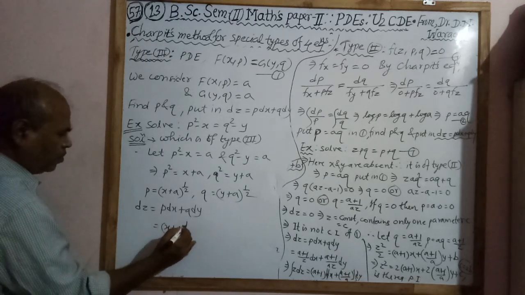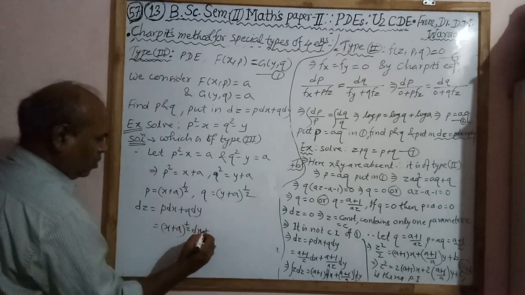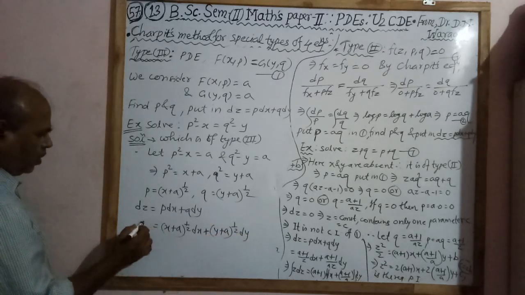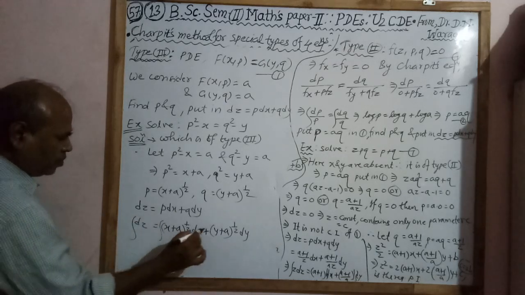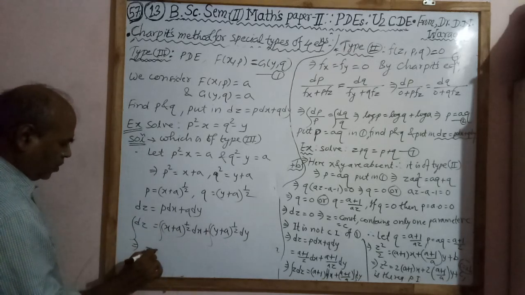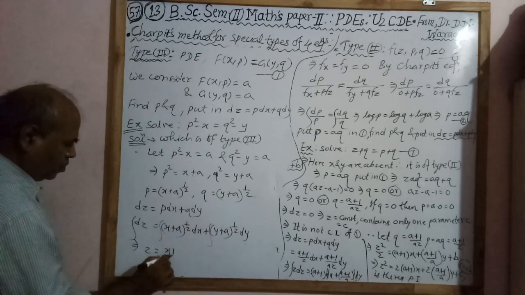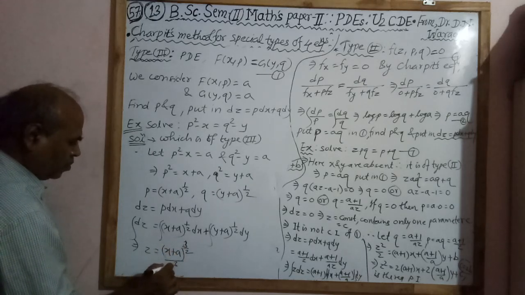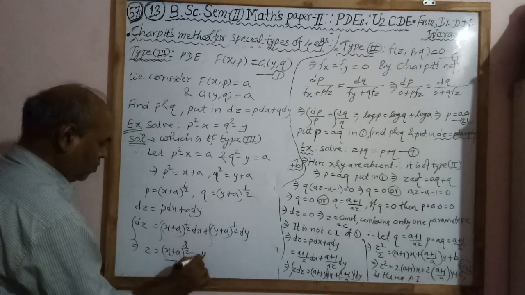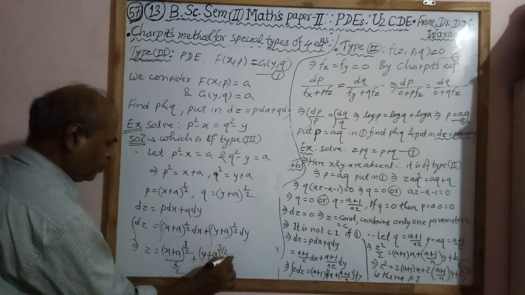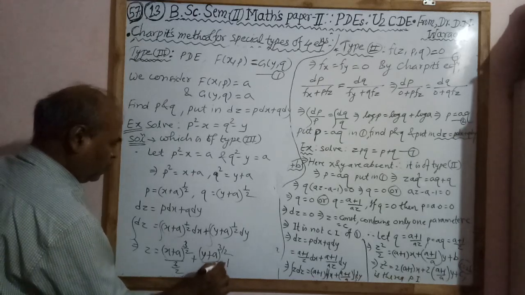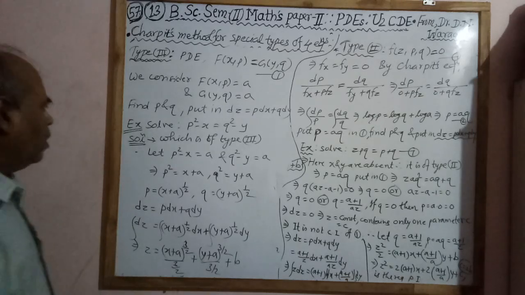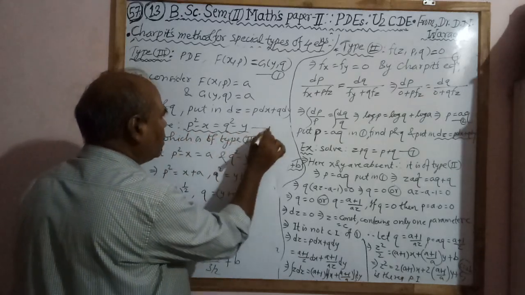dz equal to (x plus a) to the power half dx plus value of q, (y plus a) to the power half dy. Then integrating, z equals (x plus a) to the power 3 by 2 divided by 3 by 2 plus (y plus a) to the power 3 by 2 divided by 3 by 2 plus constant b. Now here it contains the two constants a and b, therefore it is the required complete integral of equation 1.